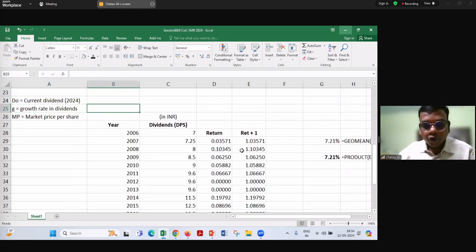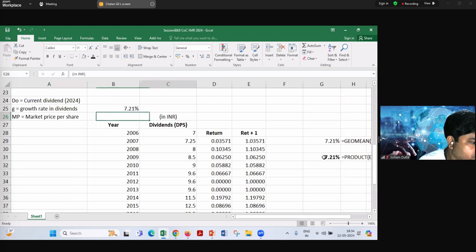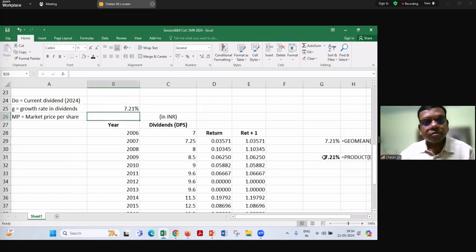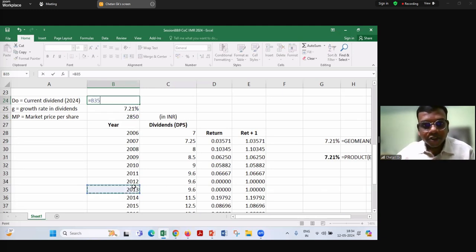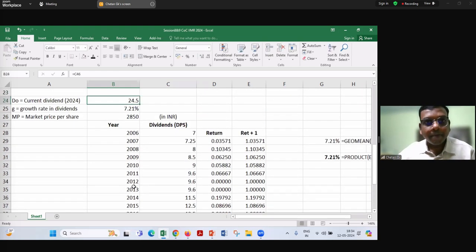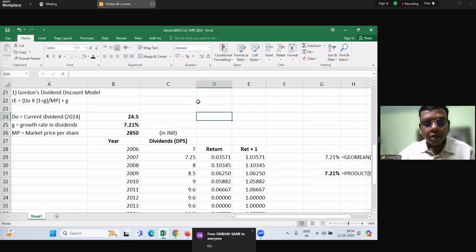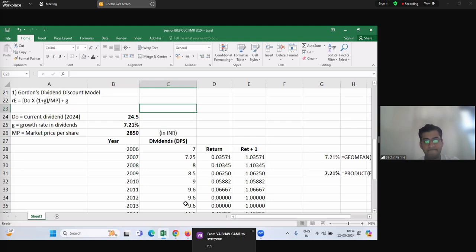So let us now, what is the 7.21, class? This is the 7.21 growth rate, right? Okay, so what is the market value? We assumed 2,850, right? For Prashant Limited. What is the current dividend? Current dividend means the 2024 dividend, 24 rupees and 50 paise, right? So we got all these values. So can you now compute what is RE? RE is the cost of equity.